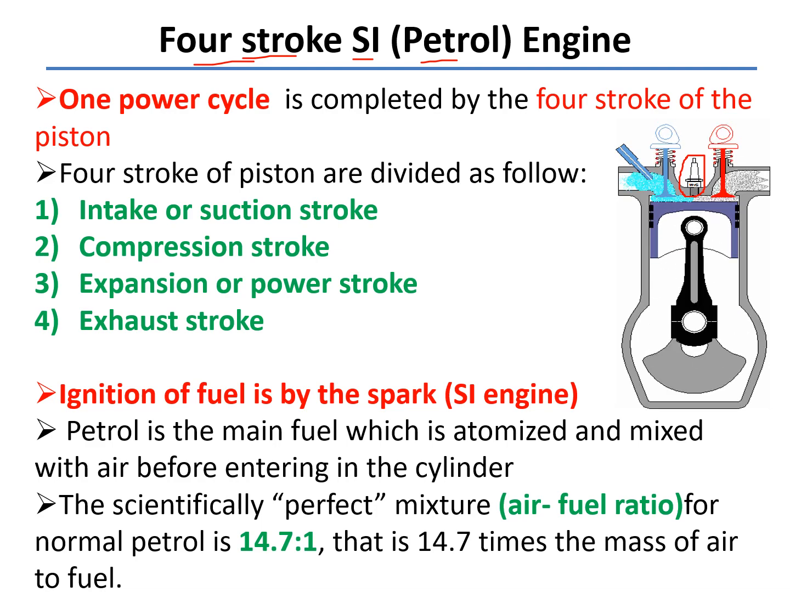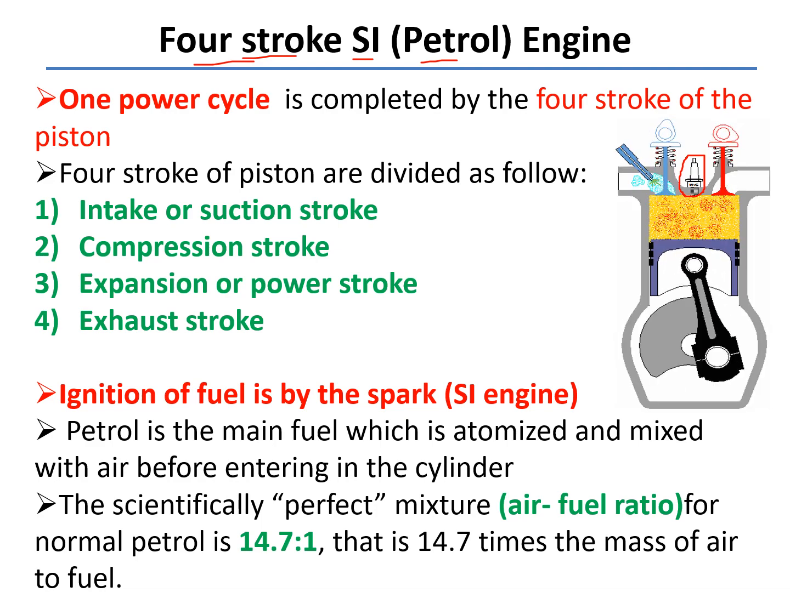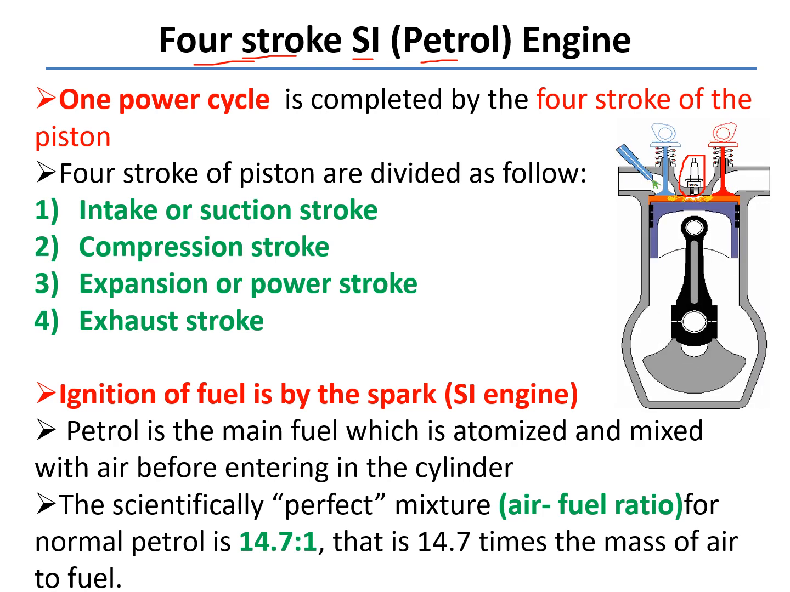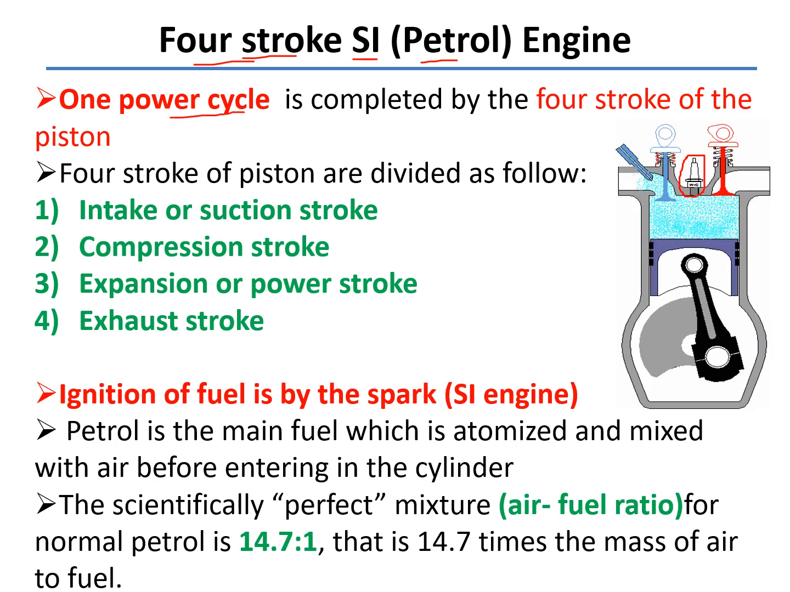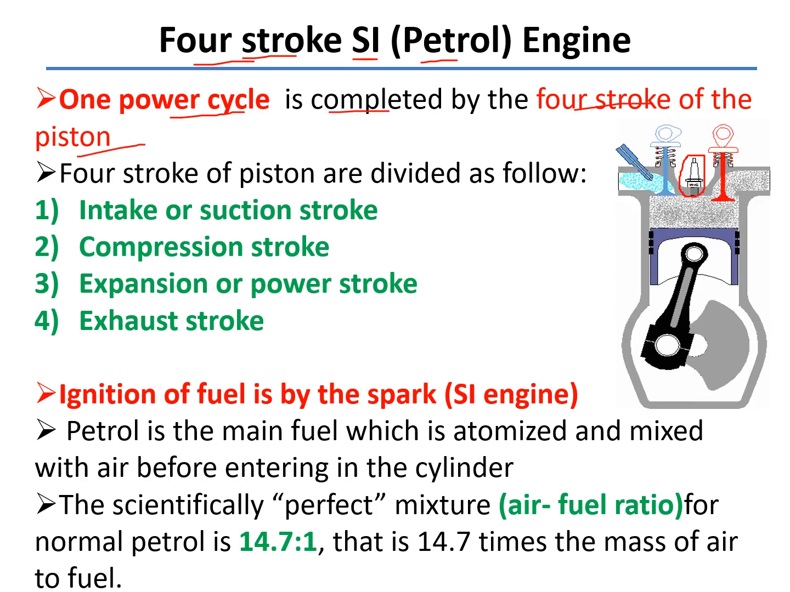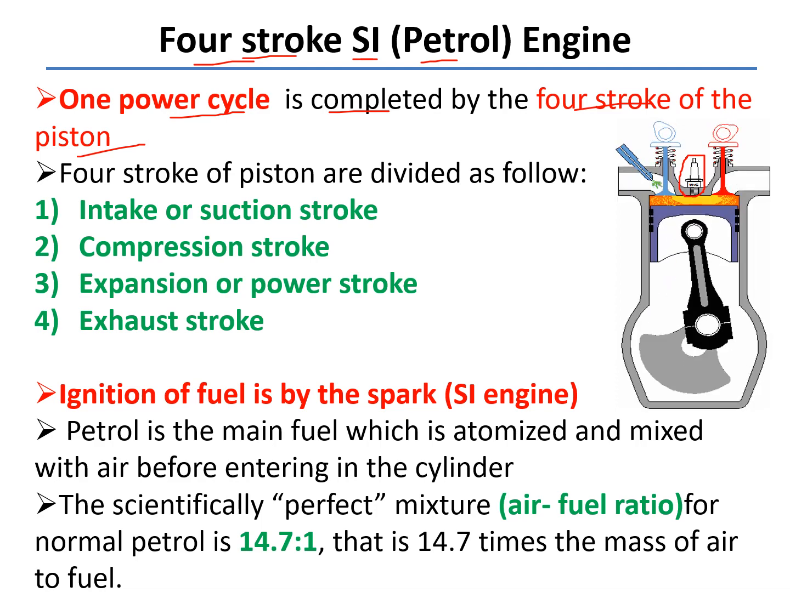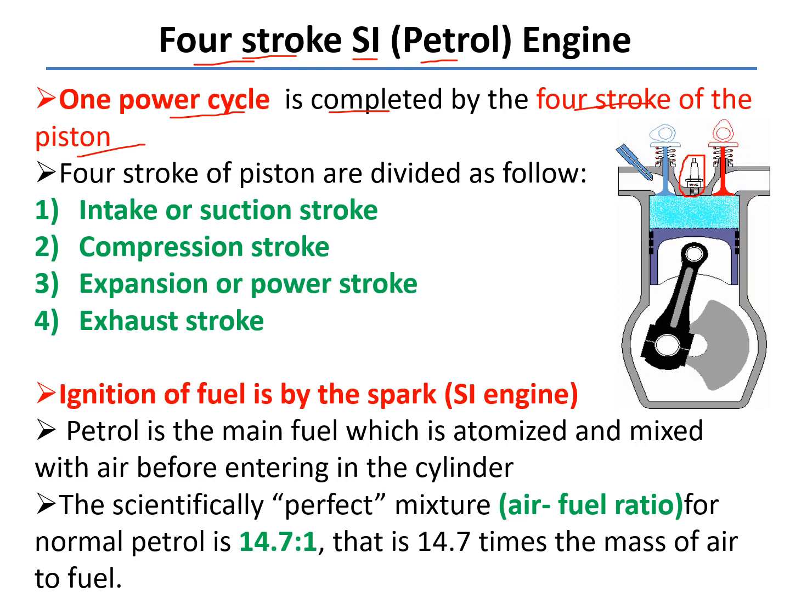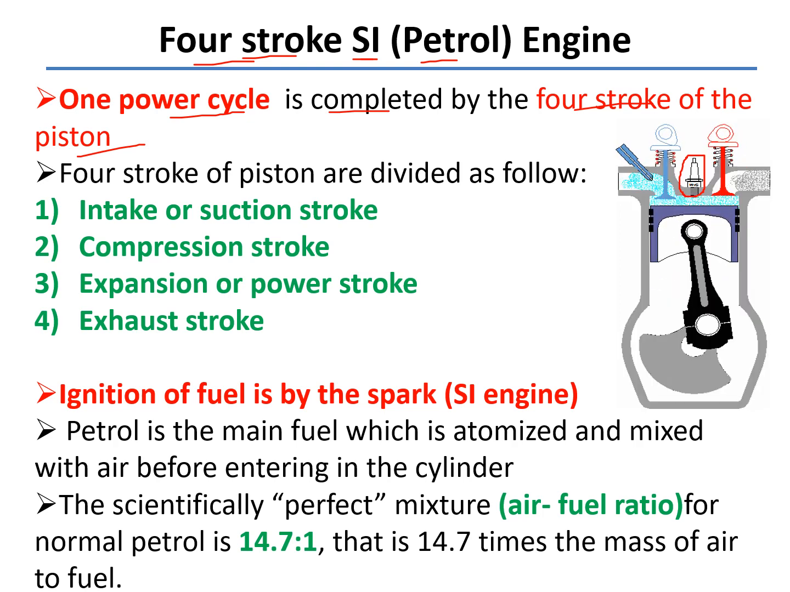Petrol engine means we are using petrol as a fuel, and the ignition is done by the spark, so that is the SI engine also. And why is it a 4-stroke? Because one power cycle is completed by 4 strokes of the piston. When one power cycle is completed by 4 strokes of the piston, it is called a 4-stroke SI or petrol engine.